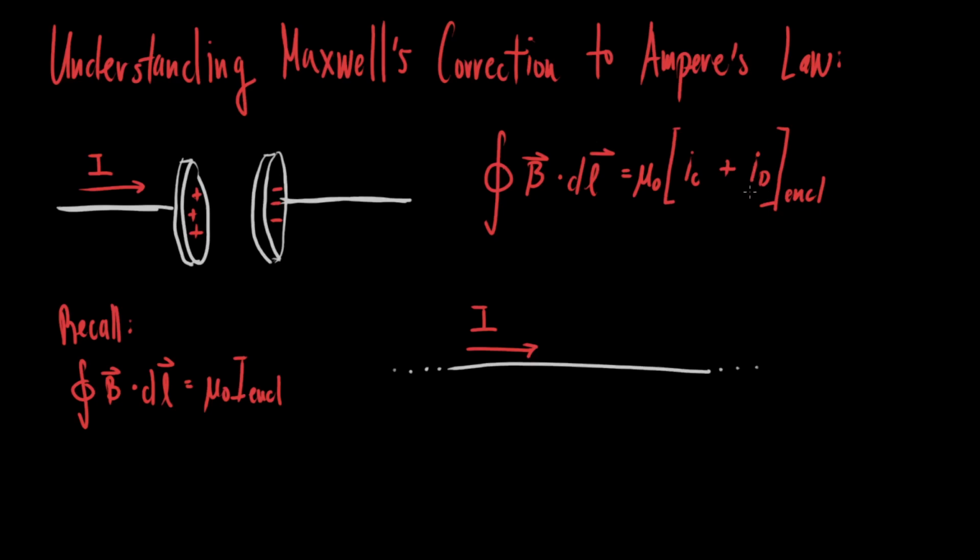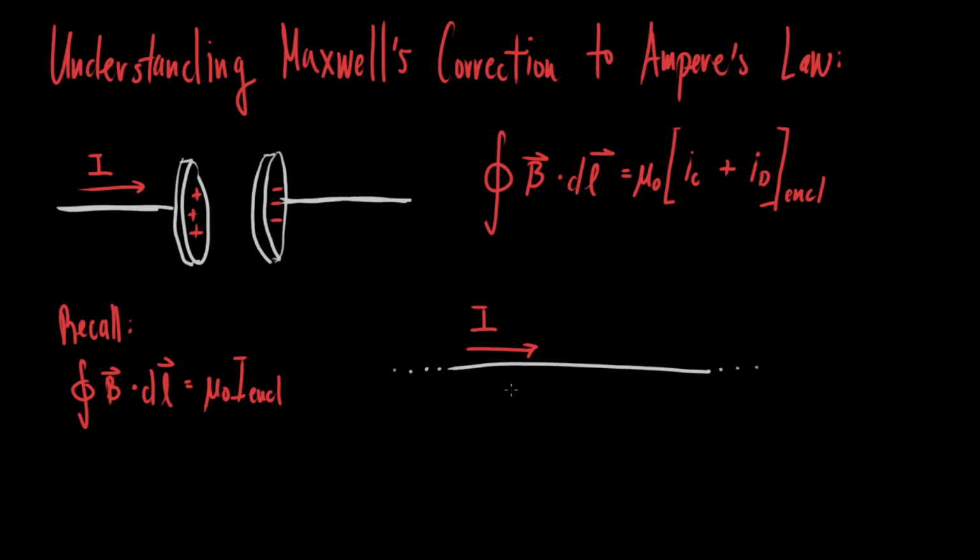However, there is this correction term. In the first case we learned it as the closed integral of the B field dot dl is equal to mu naught times the current enclosed. And in this case, we have this extra term that I'll discuss soon. But first, I want to go over exactly what Ampere's law is so that we're all on the same page before we dive into the correction for Ampere's law.